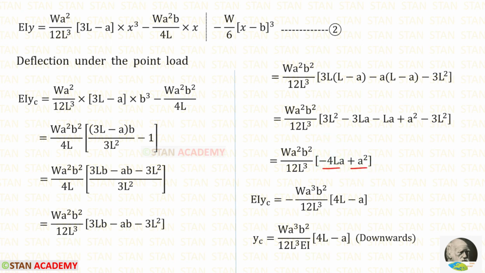From here, let us take minus A outside. So here we will have negative sign. A into A square, we will get A cube. 4L becomes positive and A becomes negative. For the deflection, we will get a negative value. That means it is acting downwards.